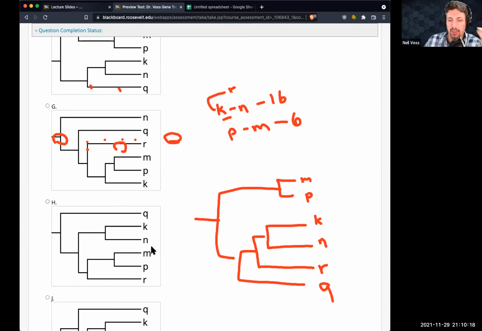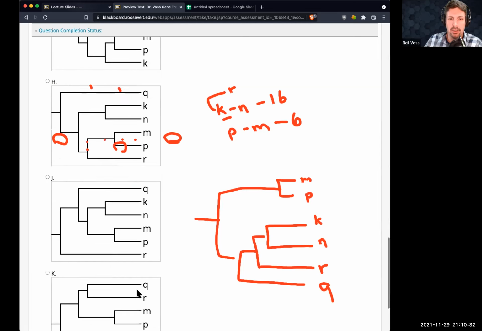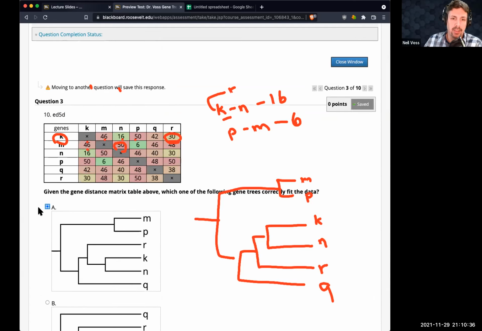No, the bigger the number, the further away. Think of it as the number of changes in the sequence to get them related. So K and N need to be connected to R. That's not a good one here. K and N, R is all the way on the other end. So yeah, A is the best answer in this case.